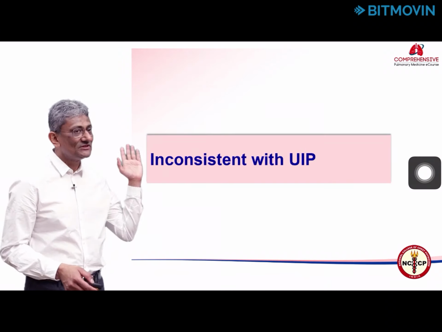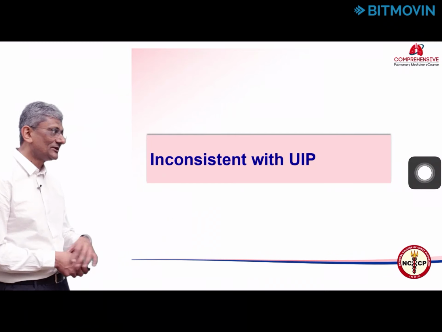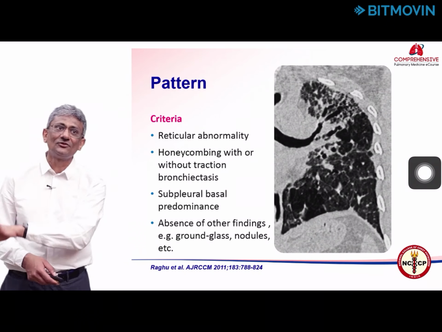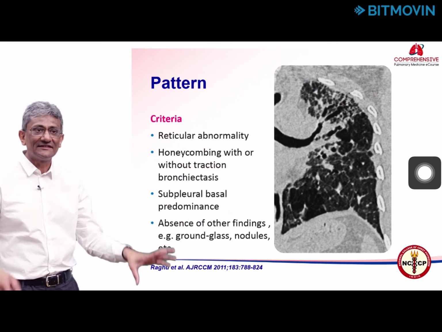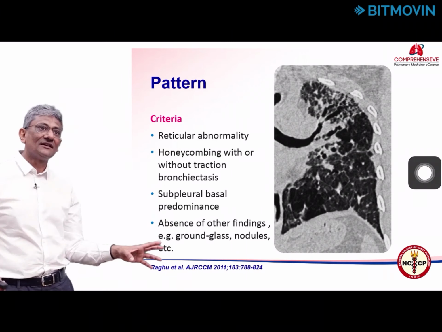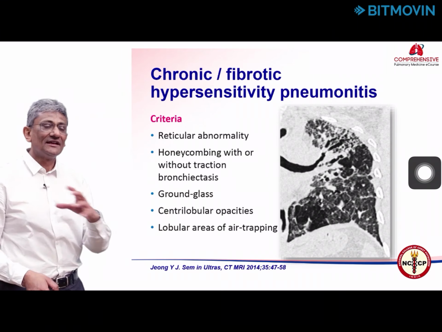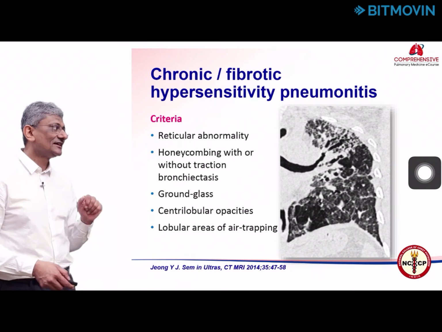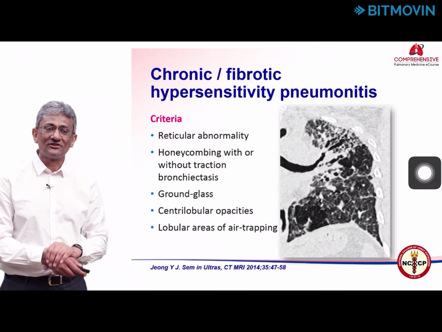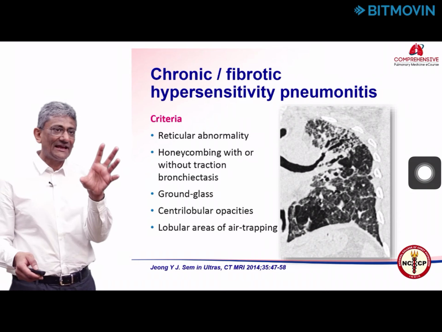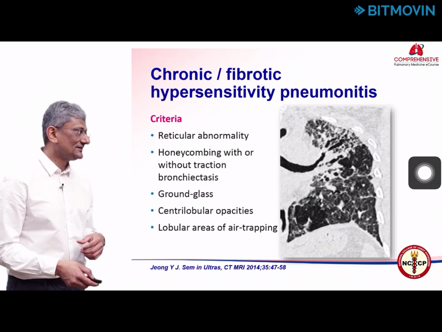We then come to the third bucket, the inconsistent with UIP bucket, where we get a reticular abnormality. We get honeycombing and traction bronchiectasis, but this is not necessarily subpleural, it is not necessarily basal, and we get other findings such as ground glass, nodules, etc. And this is the same pattern that has been described with chronic fibrotic hypersensitivity pneumonitis as well, and these are all the findings you get with chronic HP. So chronic HP and the inconsistent with UIP pattern seem to overlap with each other.